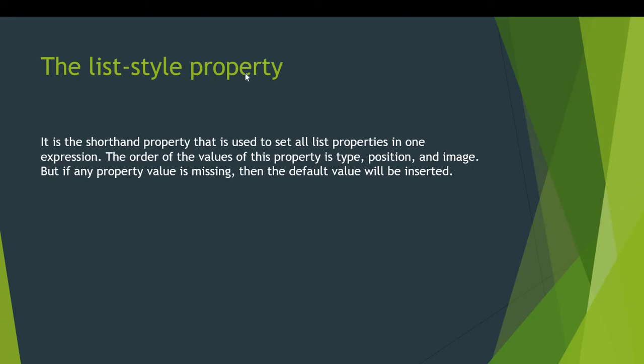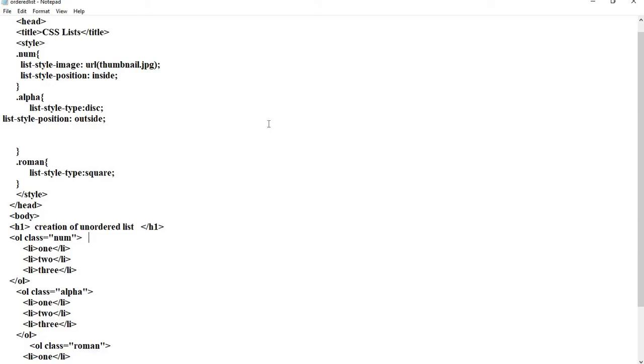Our next property is the list style property. It is a shorthand property that is used to set all list properties in one expression. The order of the values of this property is first type, then position and image. So let's move on to the coding section. In this code you can see that I am referring to an image with a separate line. Position is also written in a separate line. Using the list style property, these get eliminated by a single line.